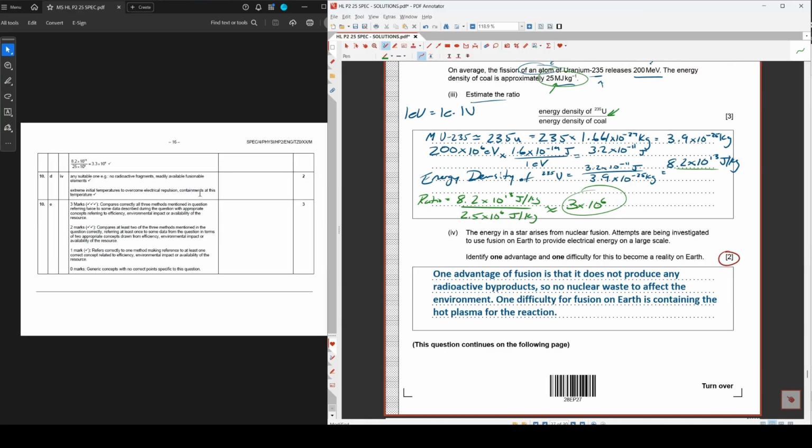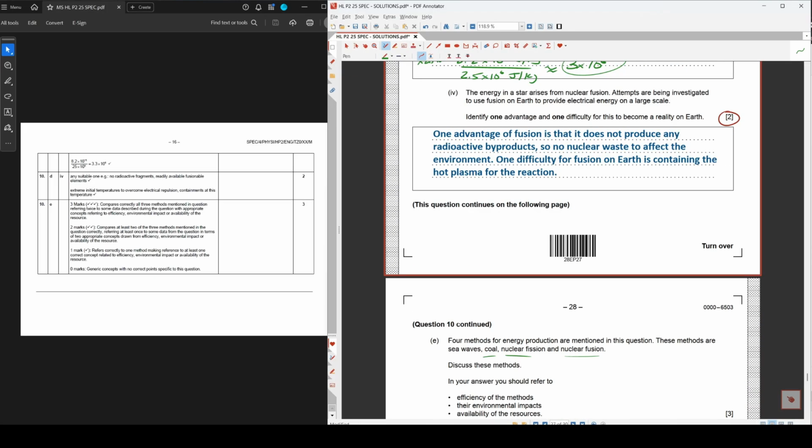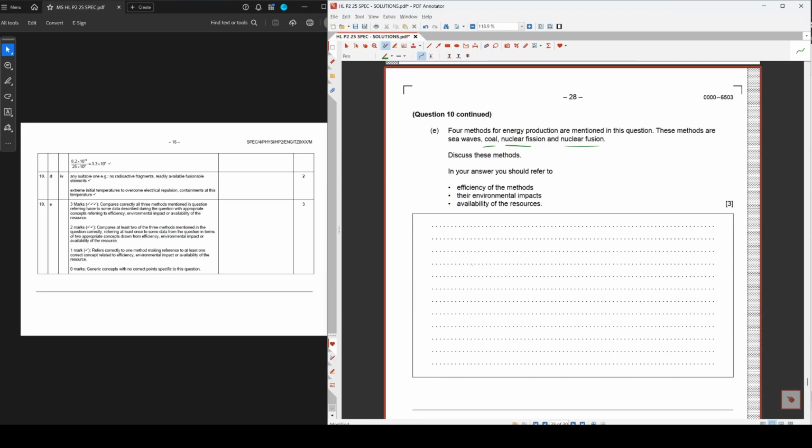Okay, and then here, they say any suitable one of either one. So no radioactive fragments. It's readily available fusionable elements because there's tons of hydrogen everywhere. Hard to contain stuff, or you need really hot temperatures. Those are the 2 big ones. And like we said for the last one, apparently talk about some data.